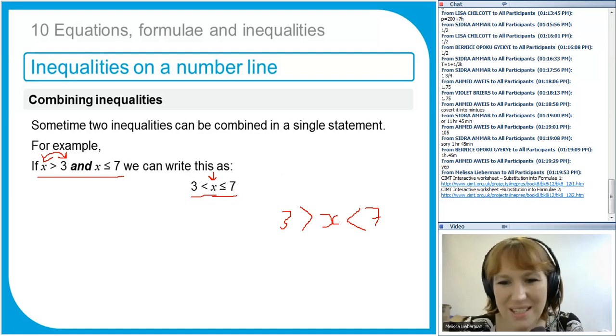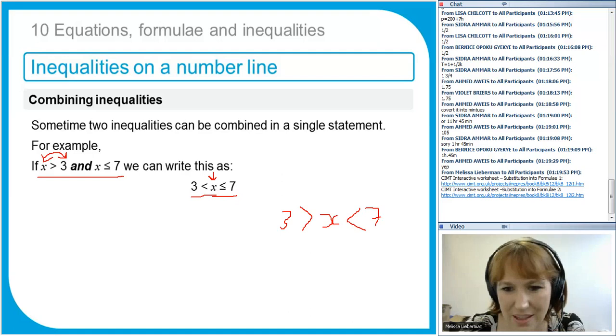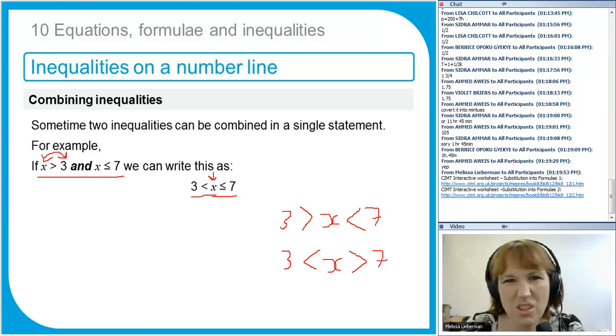It's not really saying what we want it to say, and nor could you have the x in the middle with them both going that way round. That just doesn't make sense at all, because that would mean that x was bigger than 7 and also bigger than 3. So it's just not quite right. It's not saying what we want it to say.